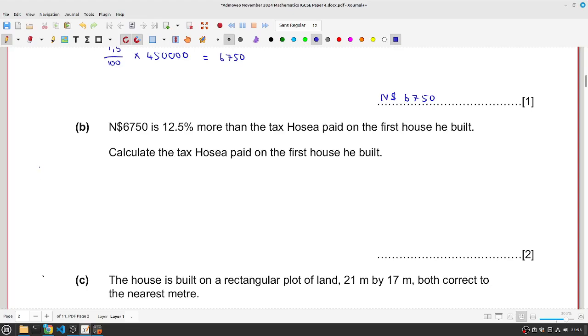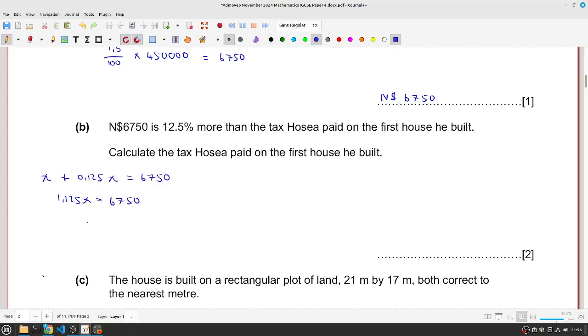The first one is the algebraic method, which I quite like, because algebra, just to me, it reads like a proper story. So I'm going to say the tax he paid on the original house was X dollars, Namibian dollars. Then increasing that by 12.5%. So plus 12.5%, which is 0.125, 12.5% of that amount is now equal to this new amount that we have, 6,750. And then I just solved this algebraic equation. Okay, so 1x plus 0.125x is 1.125x. And that is equal to 6,750.